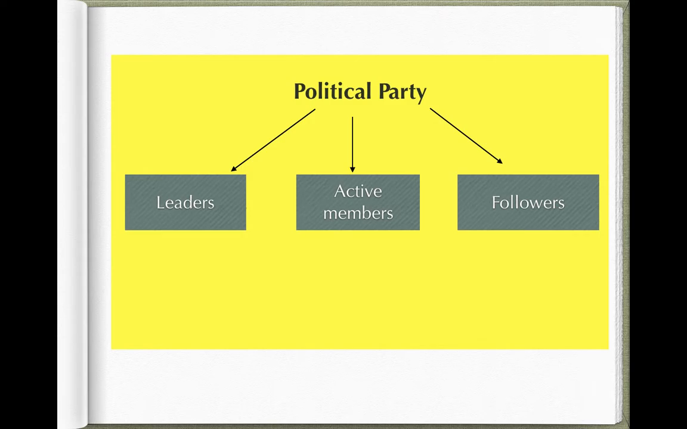That means they are the ones who support and follow the party's ideology, the party's motto or the policies, programs, leaders and members. They are termed as the followers. Okay, so these are the three components that make a political party, any political party. They are made up of leaders, active members and followers.